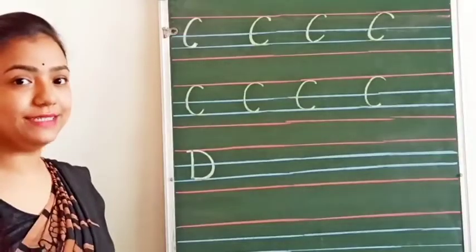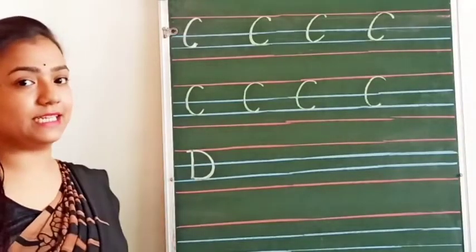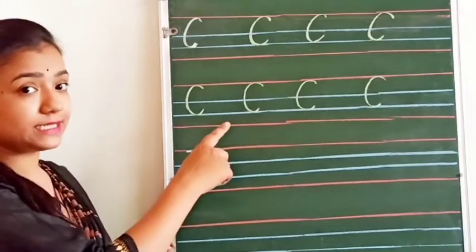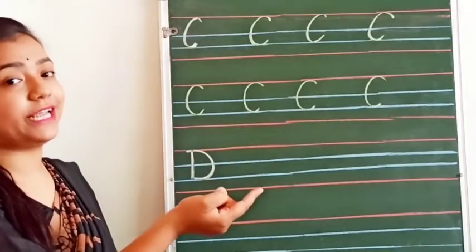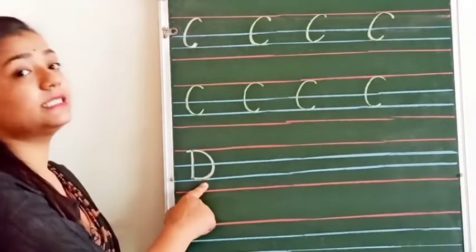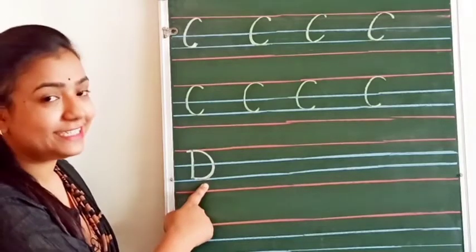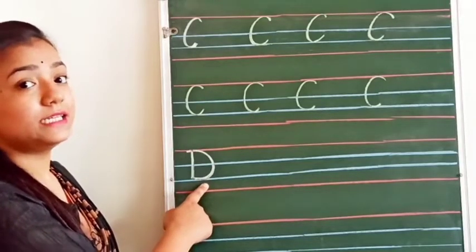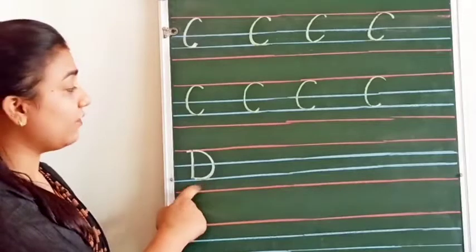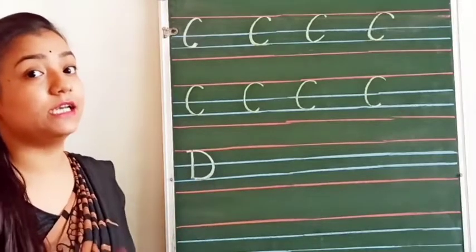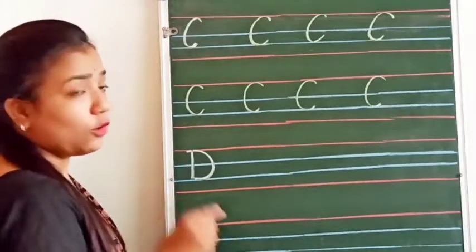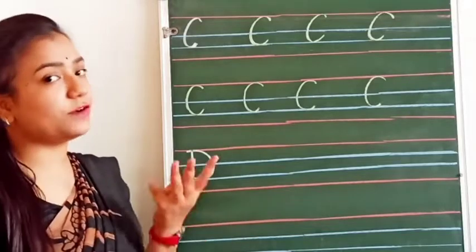Now children, this is letter D. We have practiced letter C. Now coming to the letter D. This is letter D. So now we will learn how to make letter D. So look here. Here also we will use only the first 3 lines.